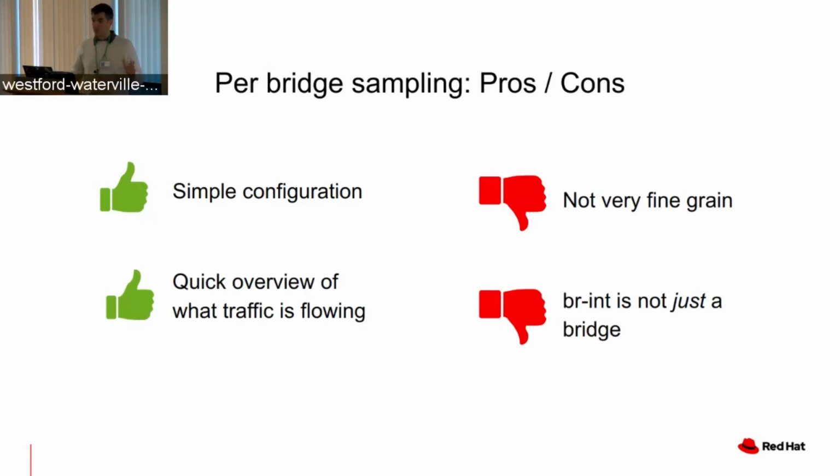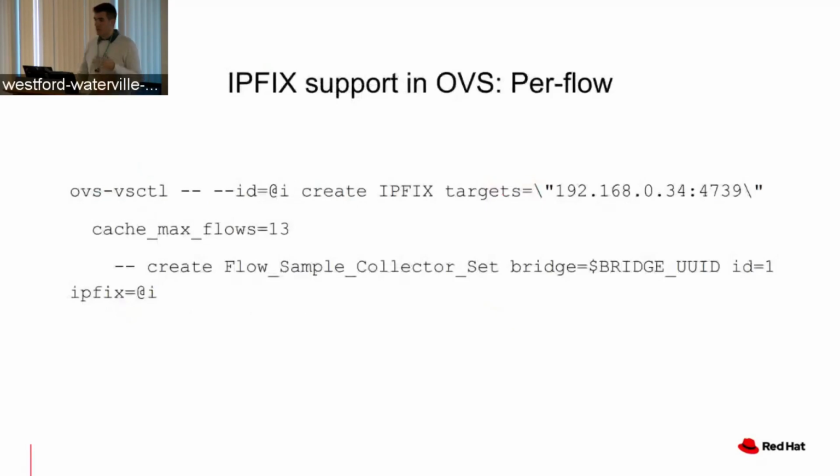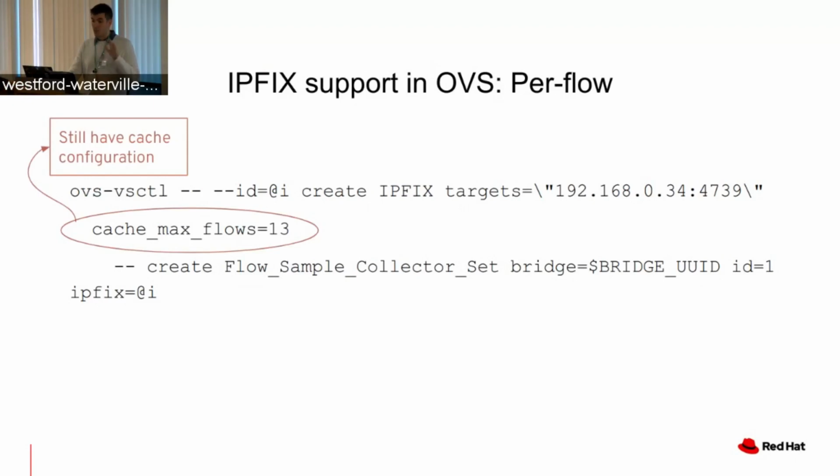So this is more or less a quick overview of the per bridge sampling. Let's go to the per flow sampling. Per flow sampling is configured using that command. And if we break it down, we see that we still have the common part. So cache size, maximum number of flows, we still have that. So that's great. Of course, we have an IPFIX target.